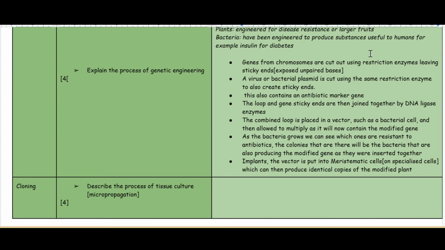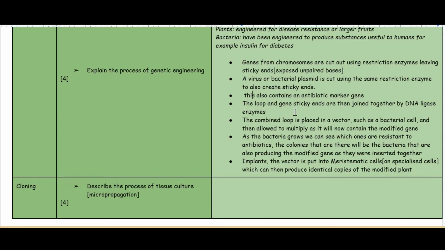the genes from the chromosome are cut out using restriction enzymes. This then leaves what we call sticky ends, unexposed pairs. The virus or bacterial plasmid is then also cut using that same restriction enzyme to create sticky ends. And this also contains an antibiotic marker gene. This is a thing that you don't really need to put.